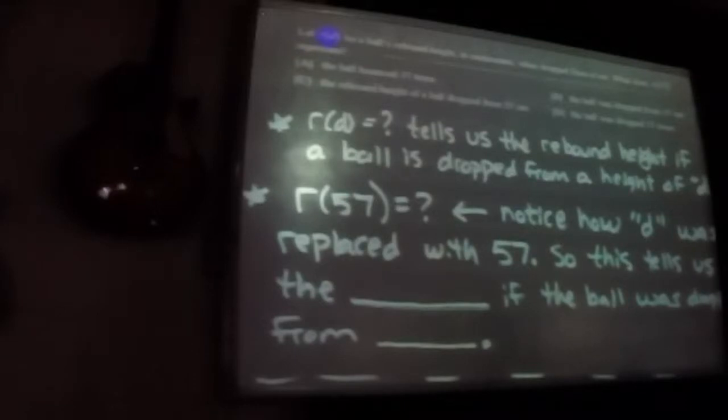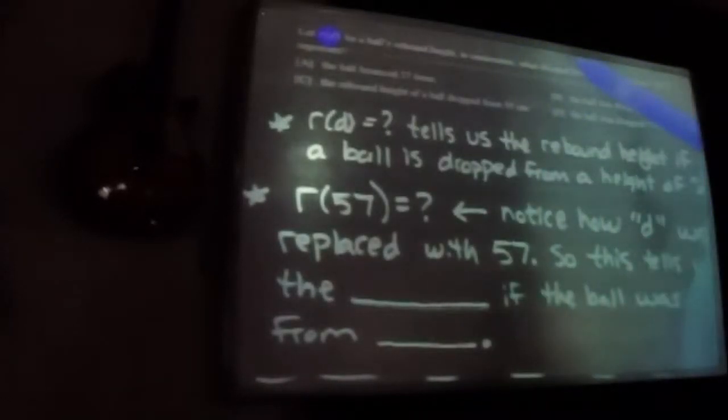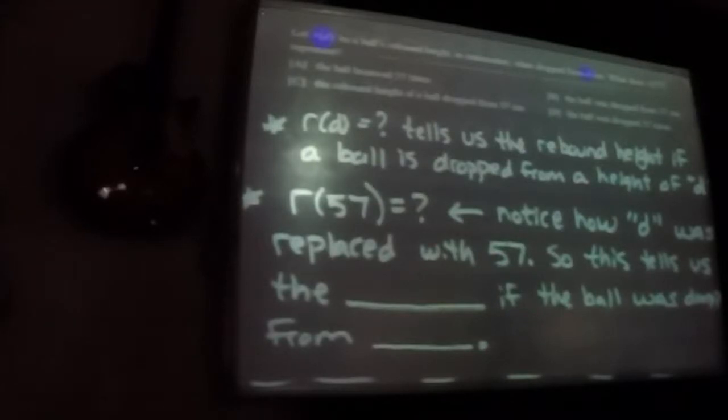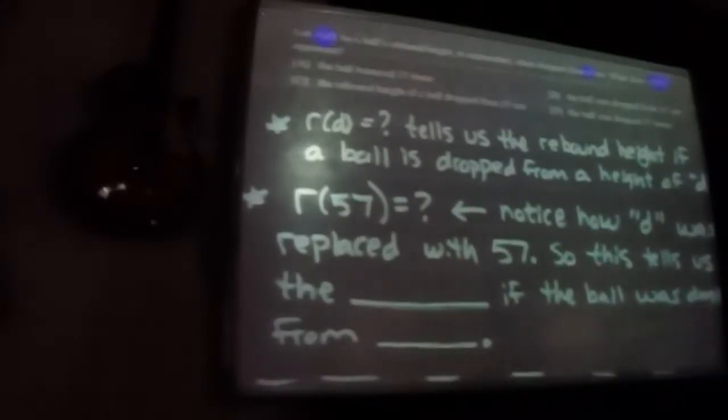But if you just drop a ball, as you learned in science class, it's like a pendulum. It never comes back to the height unless you force it down. So let R of D be the rebound height when the ball is dropped from D centimeters. What does R of 57 represent?